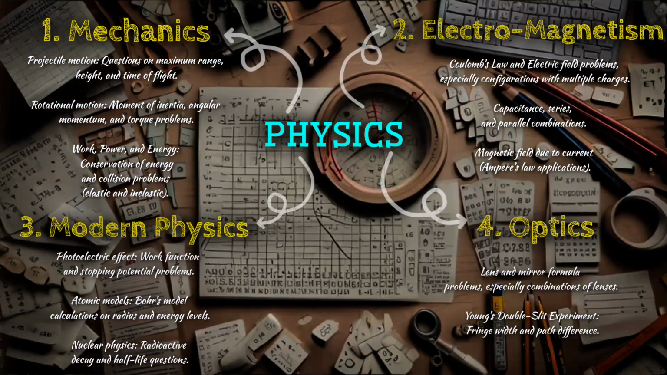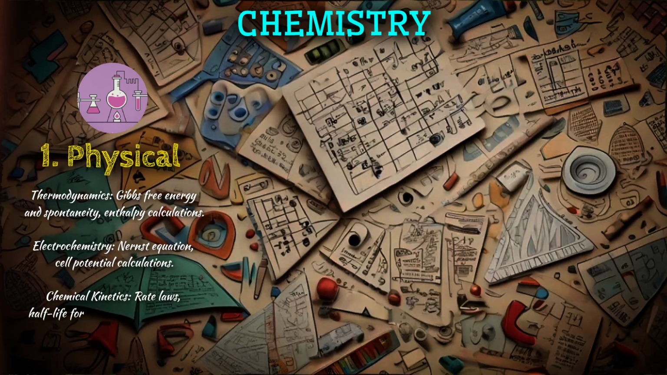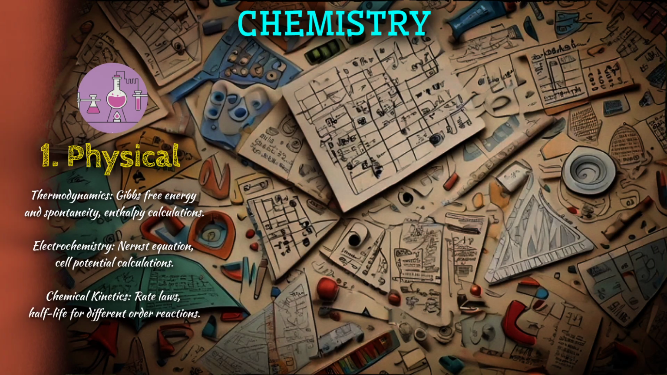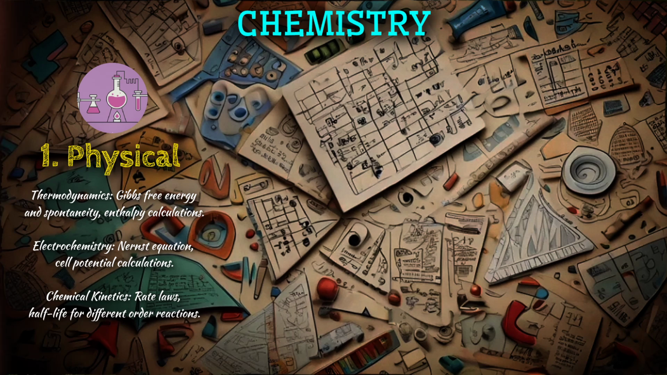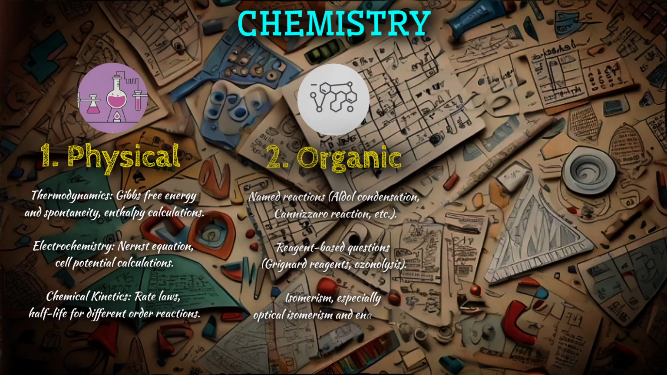path difference. Chemistry. First, Physical Chemistry: thermodynamics, Gibbs free energy and spontaneity, enthalpy calculations; electrochemistry, Nernst equation, cell potential calculations; chemical kinetics, rate laws, half-life for different order reactions. 2. Organic Chemistry: named reactions, aldol condensation, Cannizzaro reaction, etc.